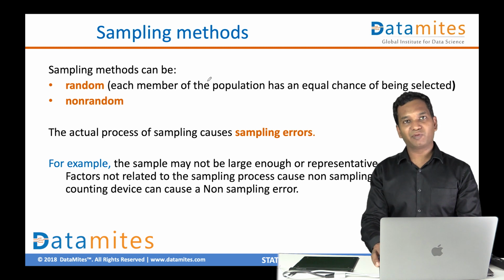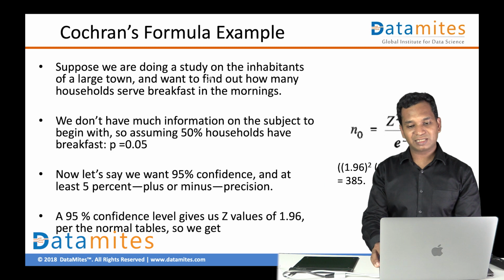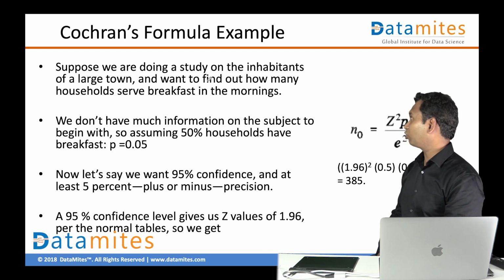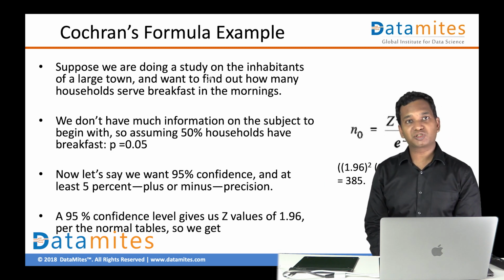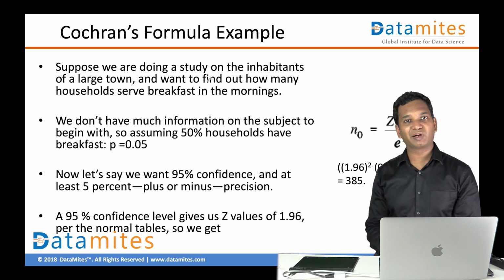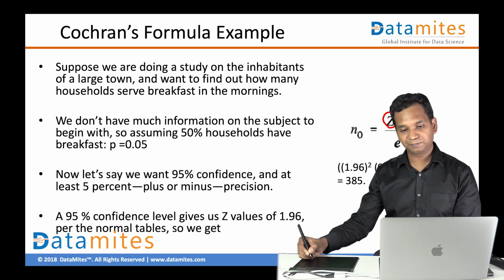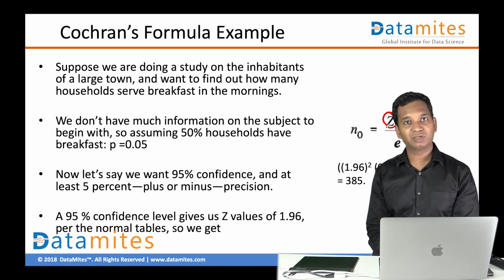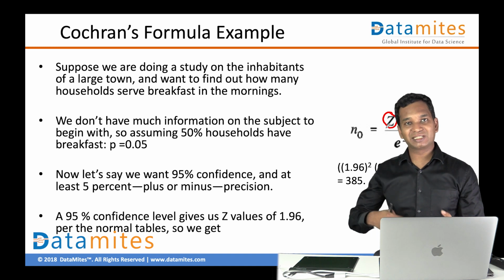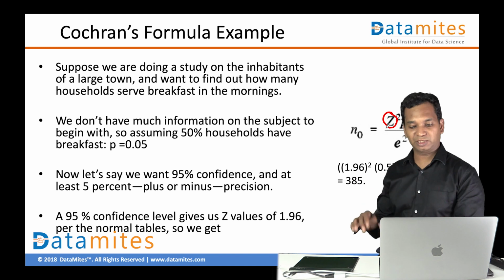In random sampling, there are several methods. This is Cochran's formula. I'll come back to Cochran's formula in your next module, which is exploratory data analysis, because it requires a Z, which is a Z score, and you need to understand what a Z score is before understanding Cochran's formula. It's a very simple one, so I'll get back to this.